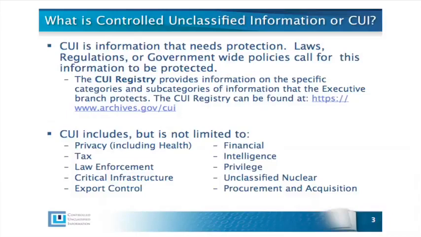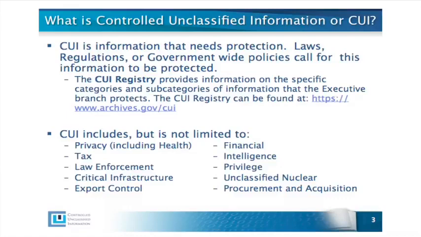First, we're going to be talking about what is controlled unclassified information. CUI is a term that we use in the government to describe the type of information that we protect, information that requires protection in accordance with a law, regulation, or a government-wide policy.